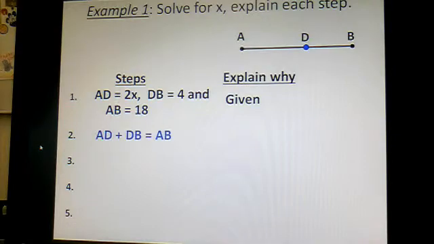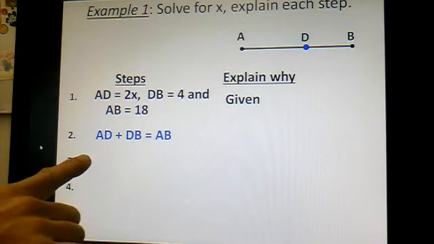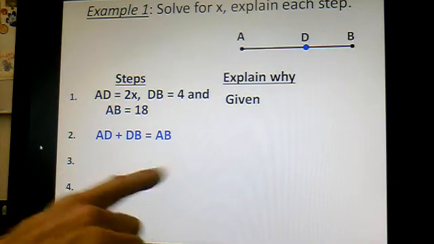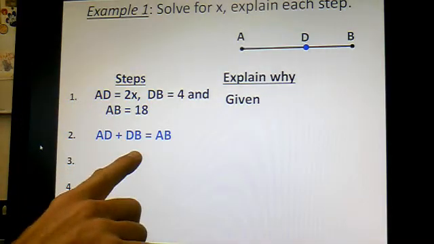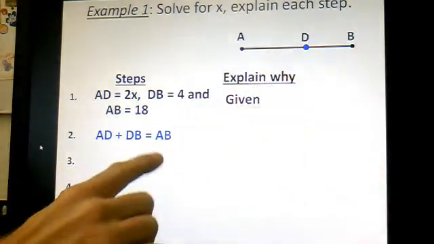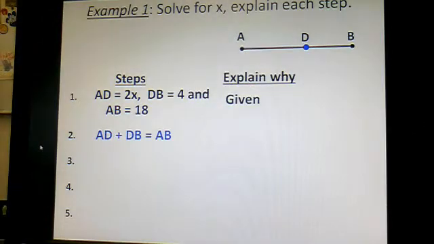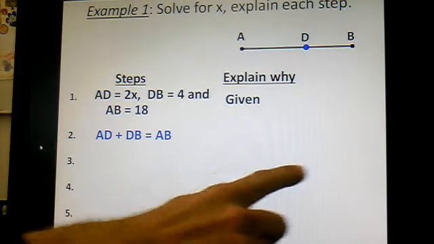I'm going to go through this piece by piece. This equation should make perfect sense. If you look at the drawing, you'd go, oh, well, of course, the length of AD plus the length of DB, the two small ones, add up and give you the big one. Here's what might not be as clear. What's the reason for that?